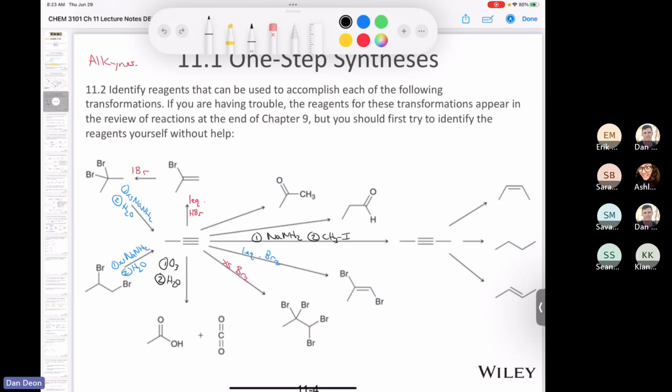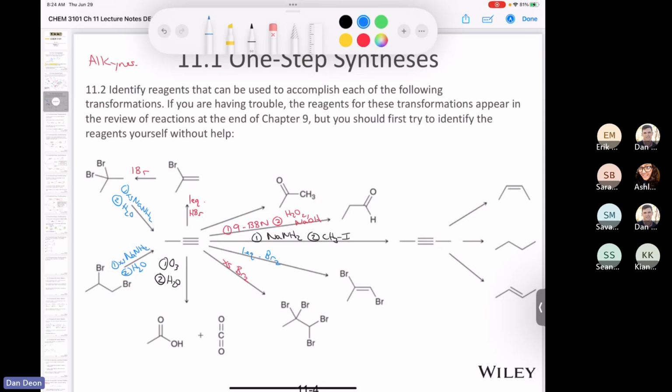If we keep moving, what about this one here? Is that Markovnikov or anti-Markovnikov addition of water across a triple bond? We make an enol, good, which tautomerizes to give us an aldehyde. So the first step is going to be 9-BBN or some kind of hindered borane. And then the second step is hydrogen peroxide and sodium hydroxide.